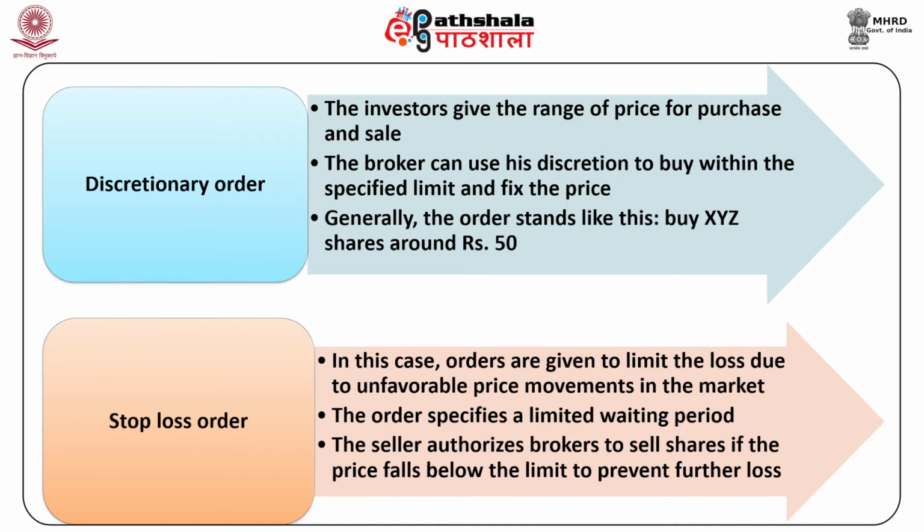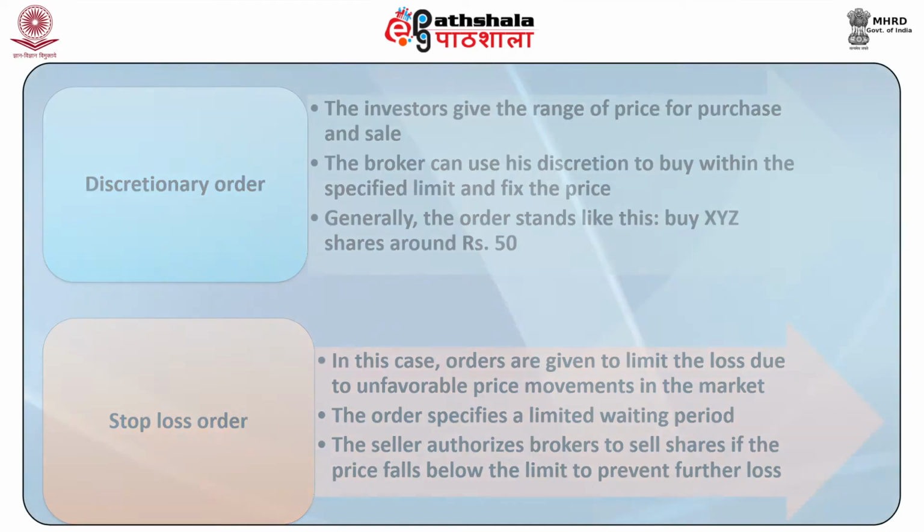Stop loss order: in this case, orders are given to limit the loss due to unfavorable price movement in the market. The order specifies a limited waiting period. The seller authorizes brokers to sell shares if the price falls below the limit, to prevent further loss. The order stands like this: sell XYZ shares of PQR Limited at rupees 50, stop loss at rupees 45.